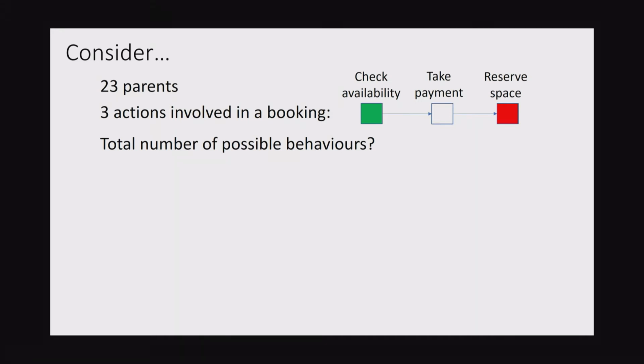So how many possible ways can we have 23 parents perform these 3 actions such that the actions are ordered inside a given parent's sequence, but the order between different parents doesn't matter? So I'll give you 30 seconds. Anyone like to shout it? I'll sit down here for a minute. Okay. Stick your hand up if you want to venture a guess.